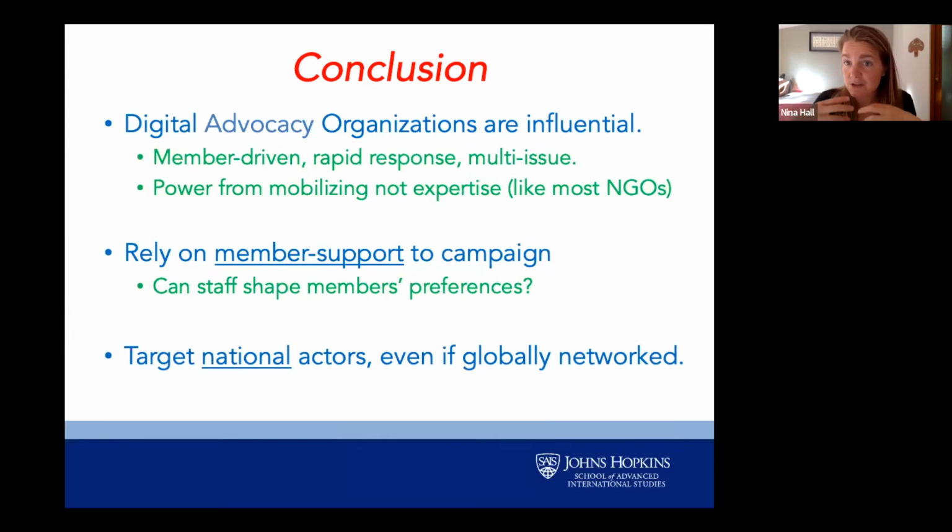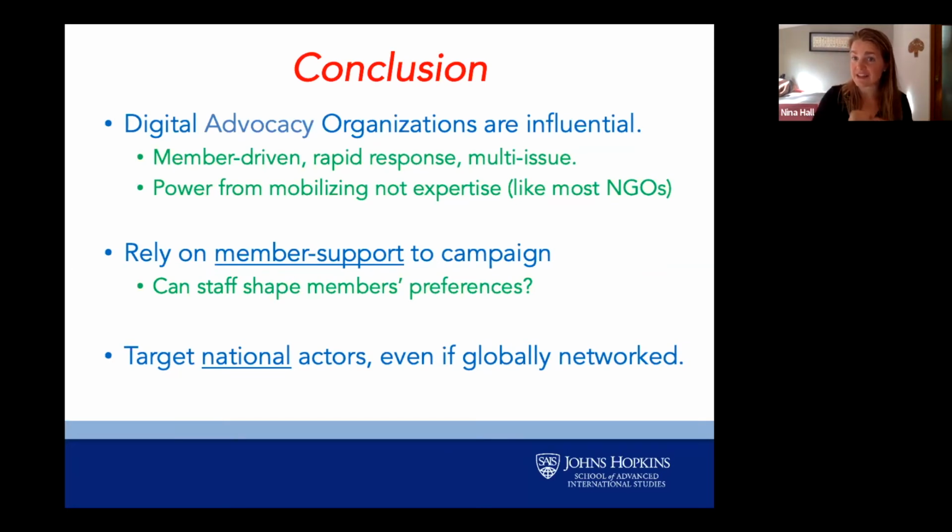First of all, digital advocacy organizations can be influential, as in they're shaping certain debates, like around refugee politics. They're member-driven, rapid response, multi-issue. And that makes them very different from a lot of the conventional NGOs that we study in IR, which tend to sustain campaigns based on expertise and are staff-driven. These groups rely on member support to campaign.